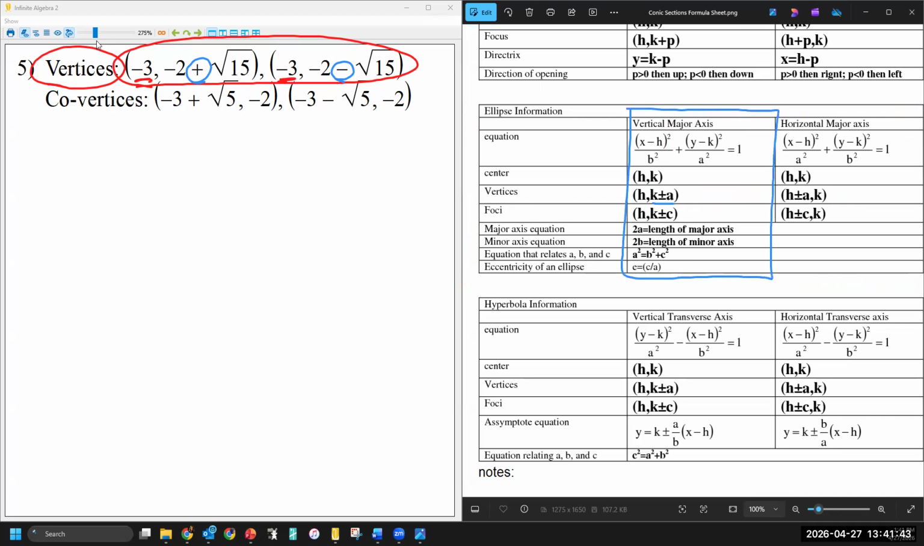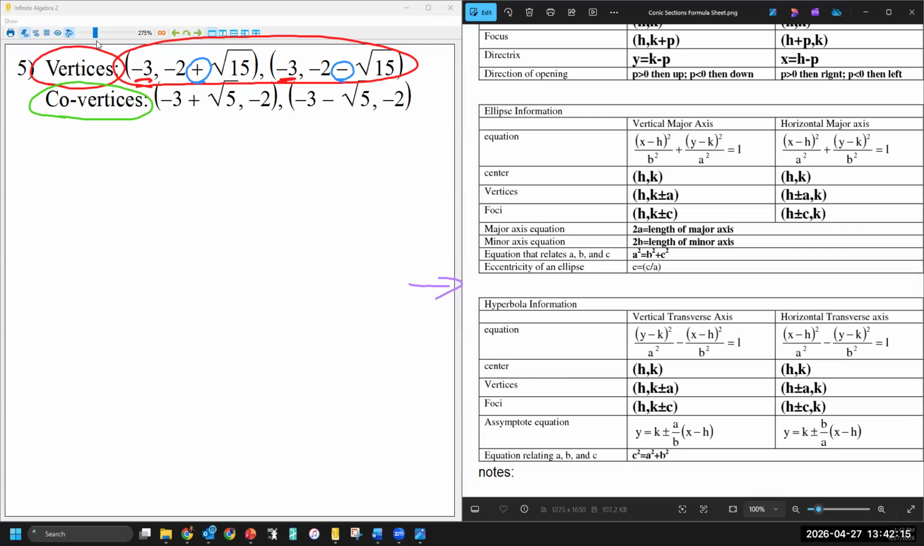Now, right off the bat, maybe you're saying, wait, that says co-vertices right there. We saw it on the picture, and yet I do not see co-vertices on the formula sheet. You would be correct. And I don't have a really good reason for why it's not on your formula sheet, but you're going to add it right now. You're going to add this right here. It's going to be right in between ellipses and hyperbola, and we're adding it in between those because it's going to be the same formula for both.